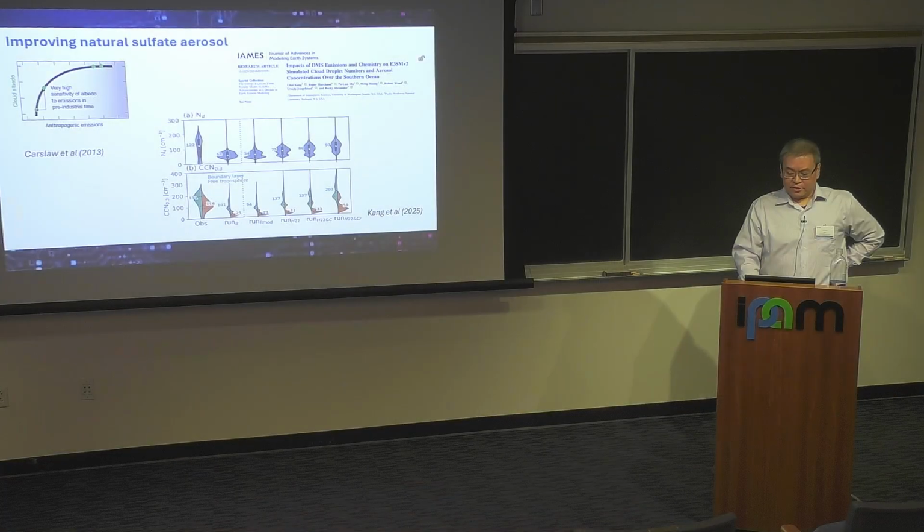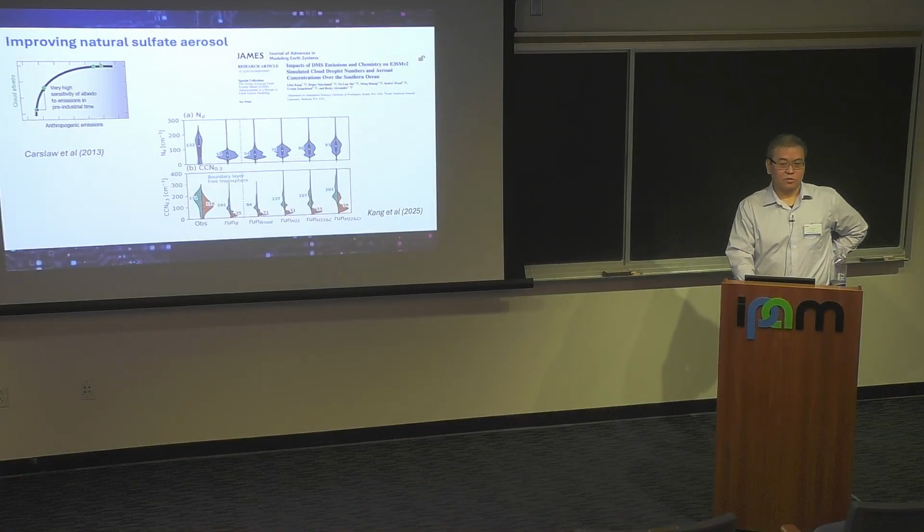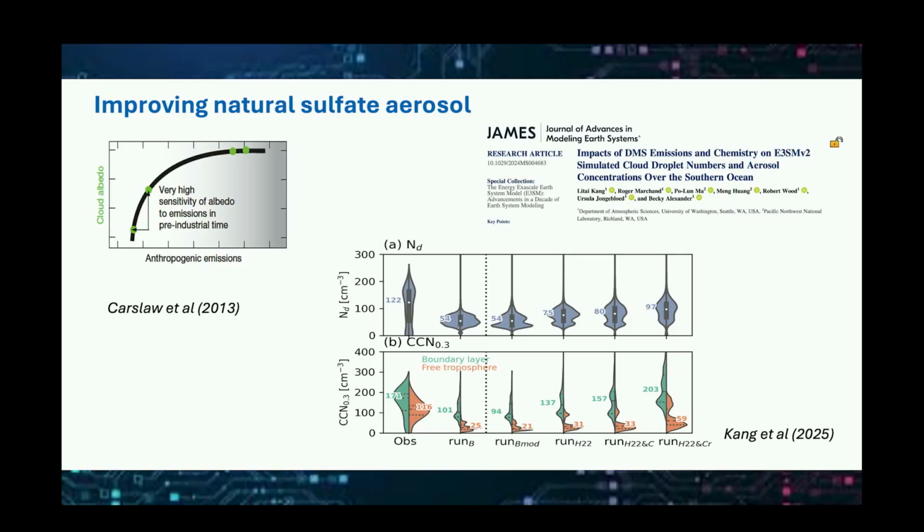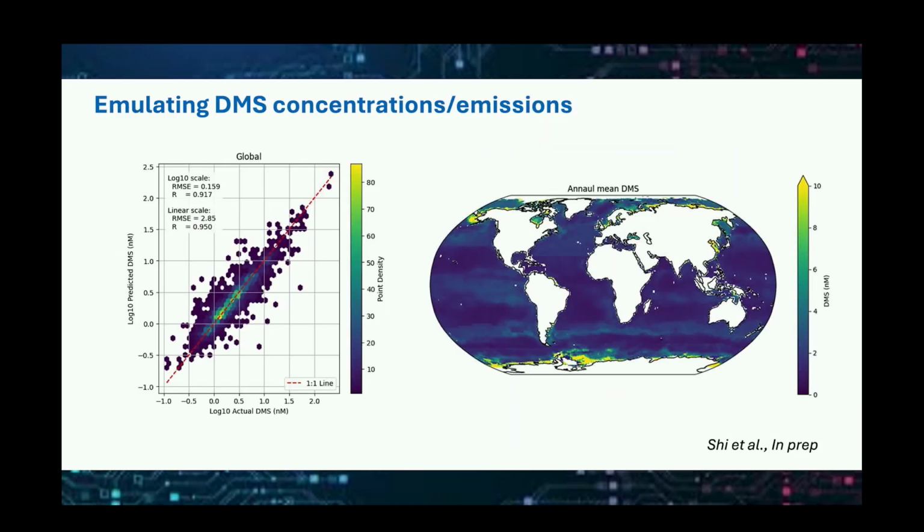And then this is a study where we want to address the low droplet number or low background aerosol problem, and we improved the DMS emissions and the chemistry. We found that as you go to more and more complex and correct implementation of the DMS chemistry and the emissions, the model starts to bridge the gap and reach a better agreement with the observations.